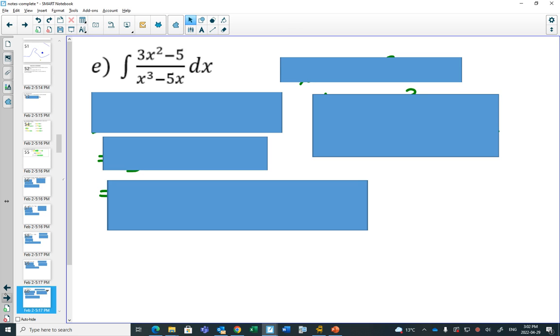And I think this is the one that's the hardest to see, right? Looking at it originally. Did anybody think of a natural log in this case? It doesn't scream natural log at all, does it?